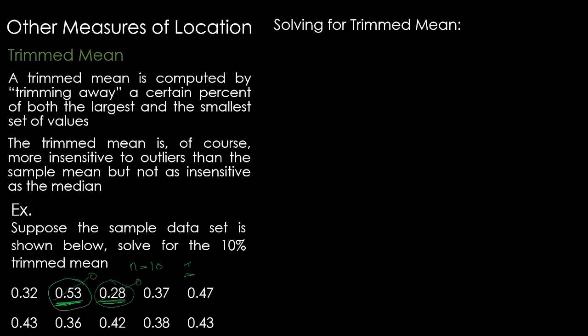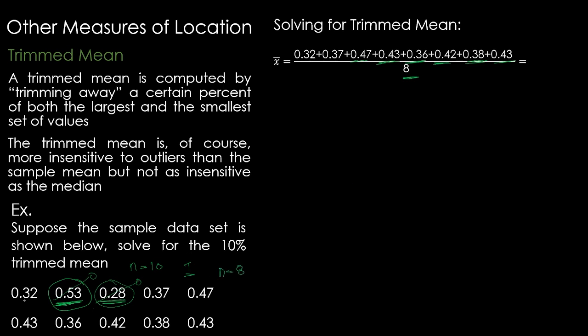So solving for the trimmed mean, we just add all of the values left in our sample. So we have 0.32, 0.37, 0.47, 0.43, 0.36, 0.42, 0.38, and 0.43. Now, what divisor should we use? Should we use 10? We're going to use 8 because the remaining data has a sample size of only 8. 1, 2, 3, 4, 5, 6, 7, 8. So, we're taking the average of the data left. We need to divide the data by 8. So, the answer is 0.39750.